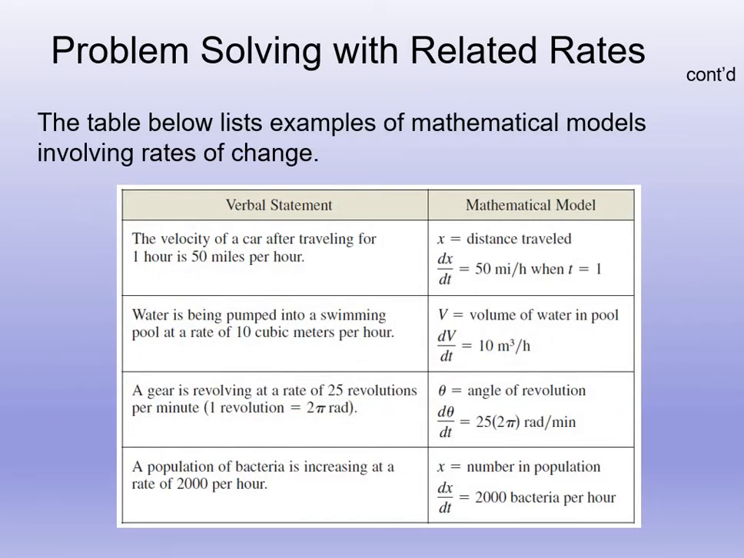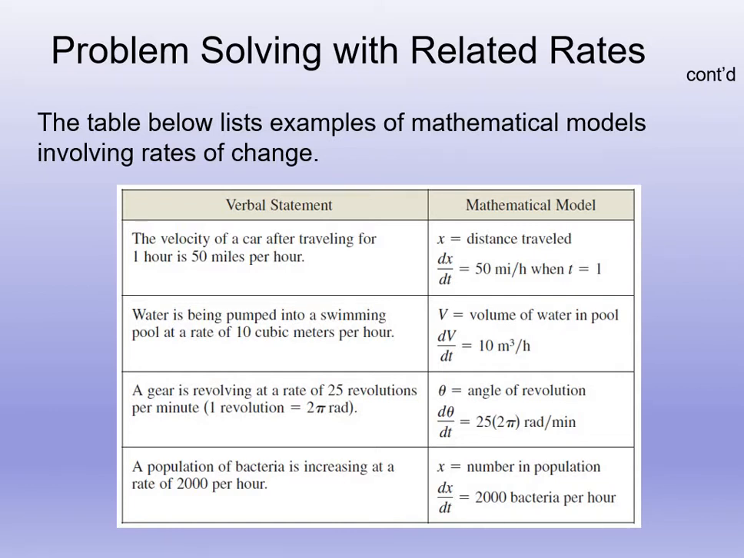All right, so let's take a look here at some different mathematical models, and how to relate those to the words. The velocity of a car after traveling for 1 hour is 50 miles per hour. So we know distance over time, that's our velocity. So that's our 50 miles an hour. And we know time is 1 because it's 1 hour. So that's what we're really looking at when we do this.